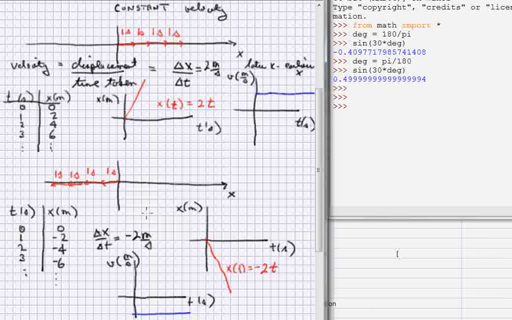Okay. So both of these are examples of constant velocity. For this one, the velocity is positive because the particle, the object, is going in the positive x direction with the same displacement and the same time interval. And the second example is constant velocity in the negative direction.